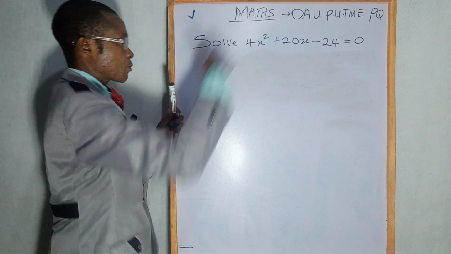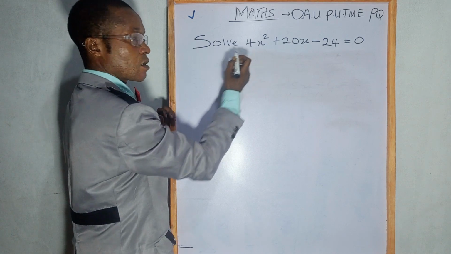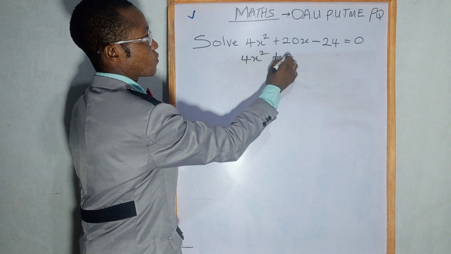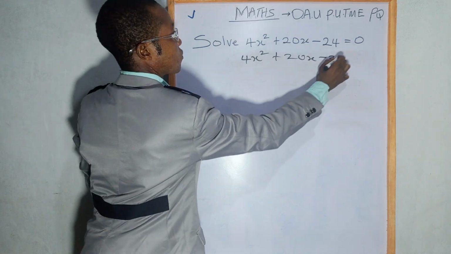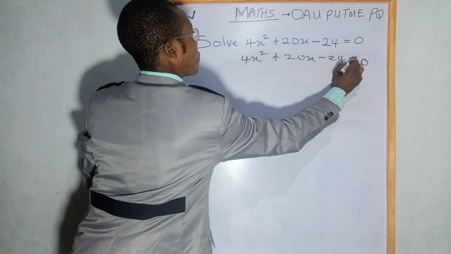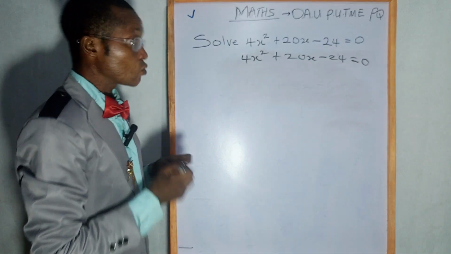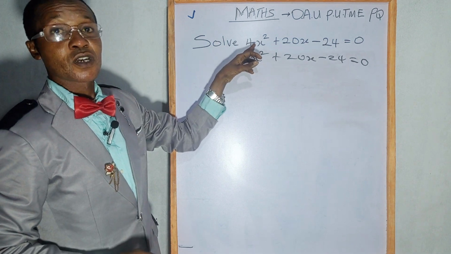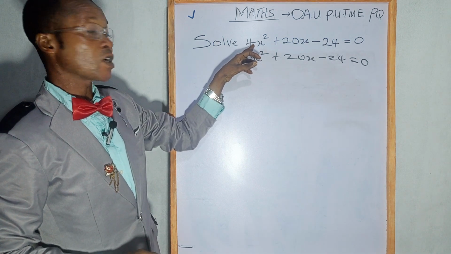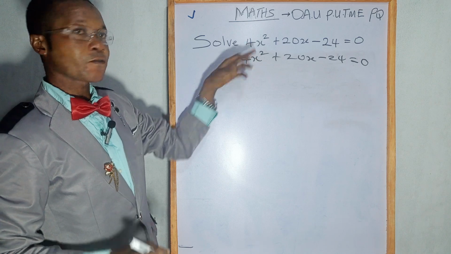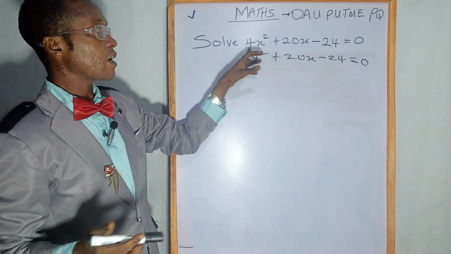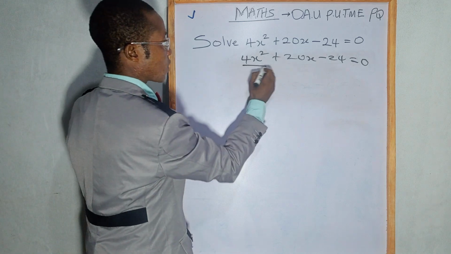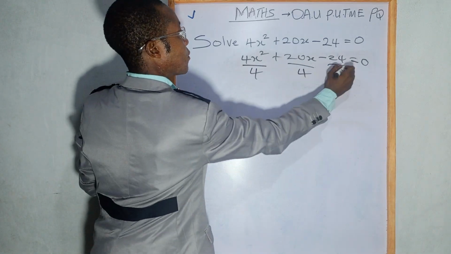Now let's go. For this challenge on the board, we have 4x squared plus 20x minus 24 is equal to 0. I told you, if the coefficient of x squared is 1 or more than 1 or lesser than 1, for simplicity, we divide all through by that coefficient, and that is what I want to do now. Over 4, over 4, over 4.